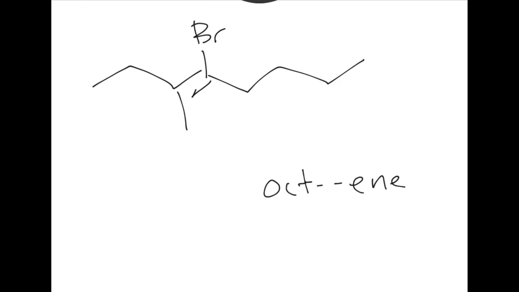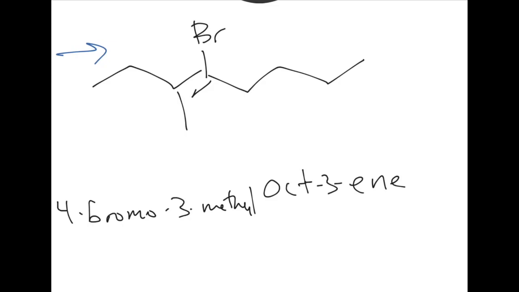So we're going to be 3. So we're going to number it this way. And we're going to have a bromine, so bromo, and methyl. So what are my other numbers that I need to have in here? Yep, 4 and 3.